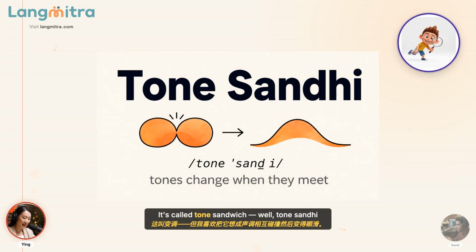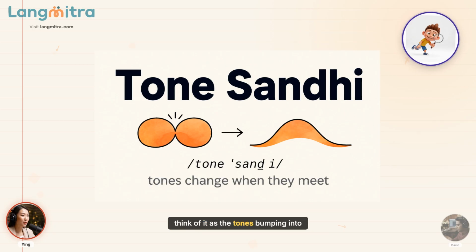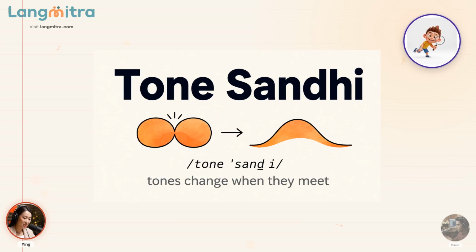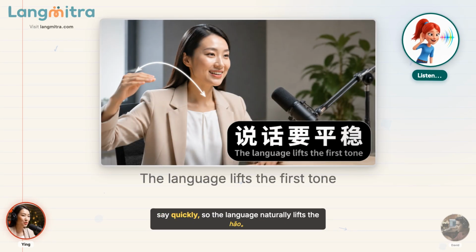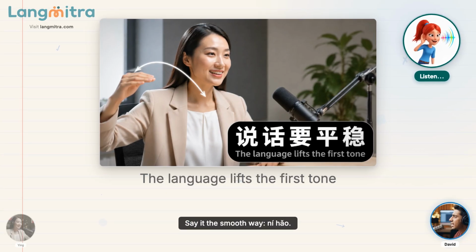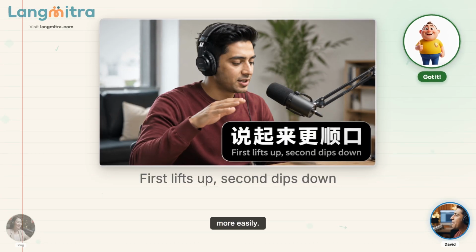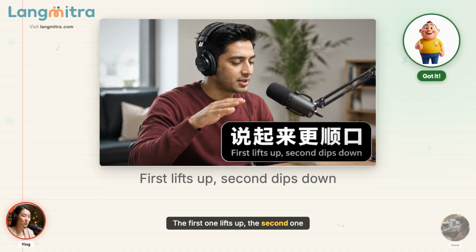Exactly. It's called tone sandhi. Well, tone sandhi is the technical name, but I like to think of it as the tones bumping into each other and smoothing out. 2 dips in a row is hard to say quickly, so the language naturally lifts the first one. Say it the smooth way. Ni hao. Ni hao. Oh, that does roll off the tongue way more easily. The first one lifts up, the second one dips.